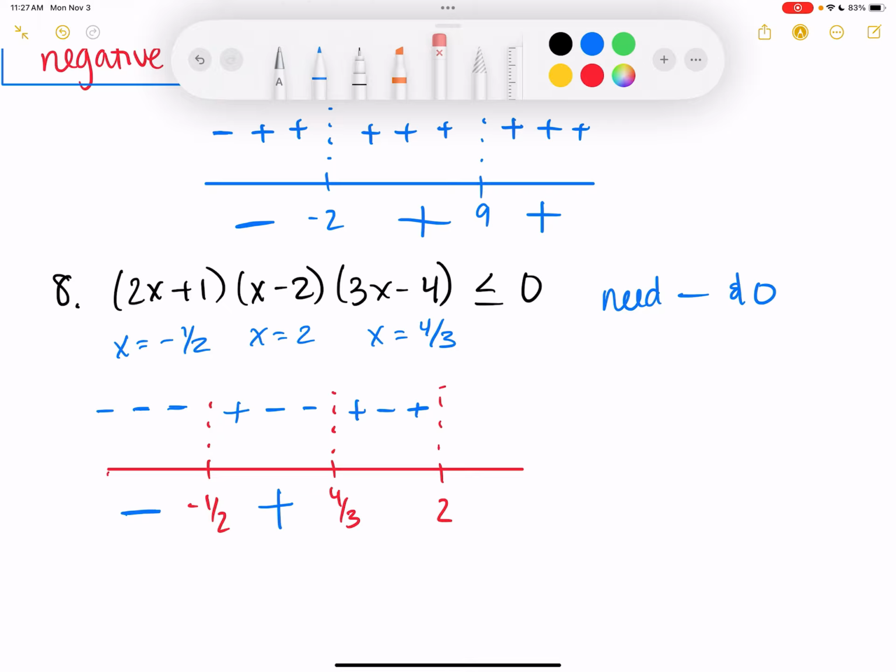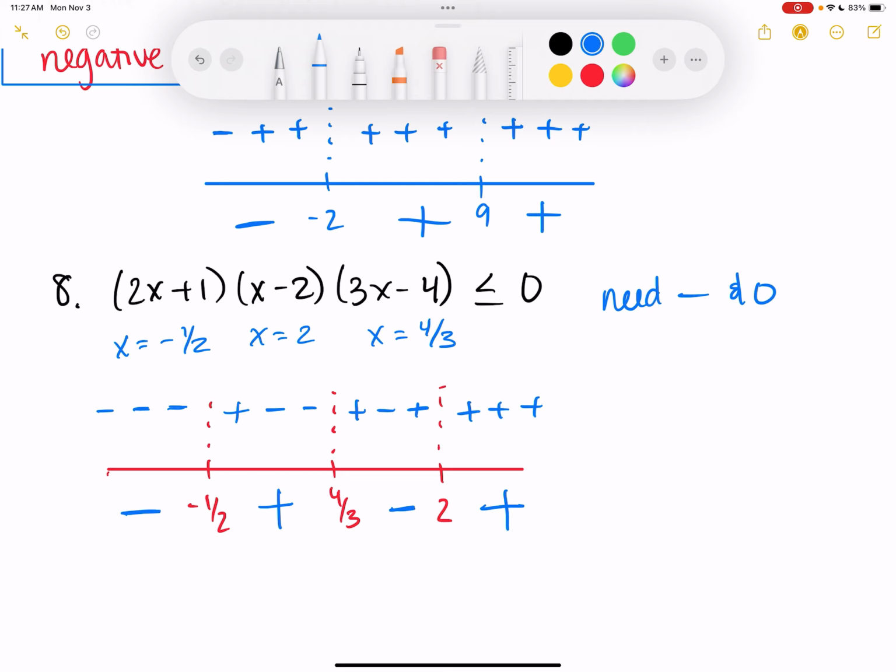Because 5/3 minus 4, that would be 5 minus 4, which is positive. So this region is negative. And then over here, if I use 3, positive. Yep, all positive.